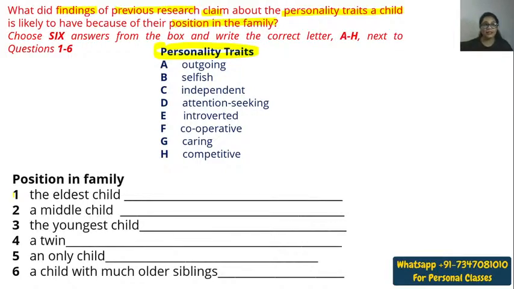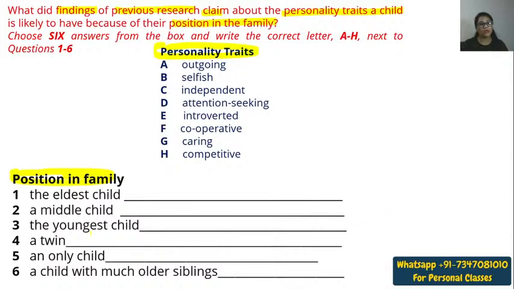All right, and that is the position in the family according to which you have to match these personality traits. You have to choose 6 answers from this box and write the letter A to H next to your questions. So you have to write these letters only, A to H. So you have these positions in the family. The first position is the eldest child, the oldest child, what is their personality. Middle child, the one in between. Youngest, the smallest one.